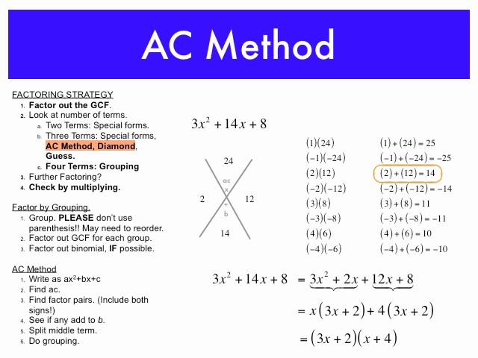So the thing I want to show you is not just an example of the AC method, but to show you that it doesn't matter the order in which you split the term. Once you find that 2 and 12 are the numbers that work, you could do 2x plus 12x or 12x plus 2x. So that is one example of the AC method. In the next video, I will give you several more examples.